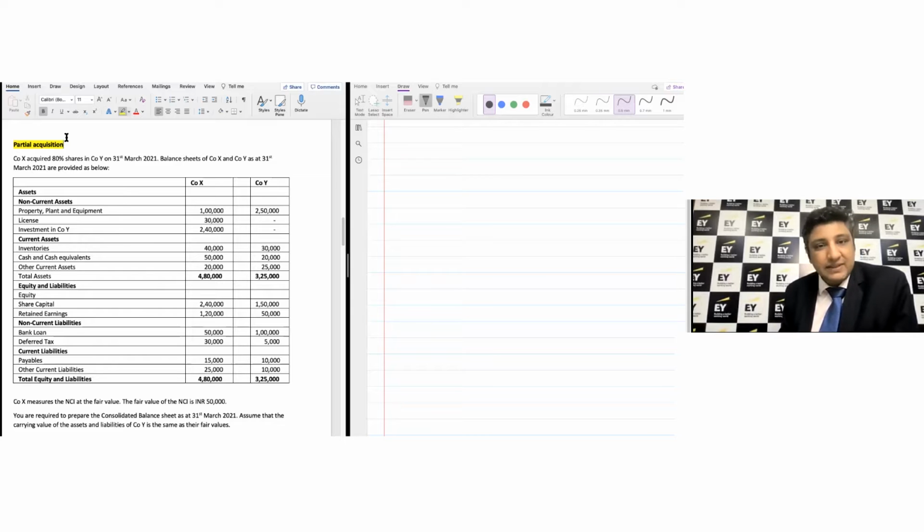NCI starts to appear in the group balance sheet. So how do we deal with that? How does it change the calculation of goodwill, for example? That is something we want to spend some time on now. Okay, let's have a look at it.